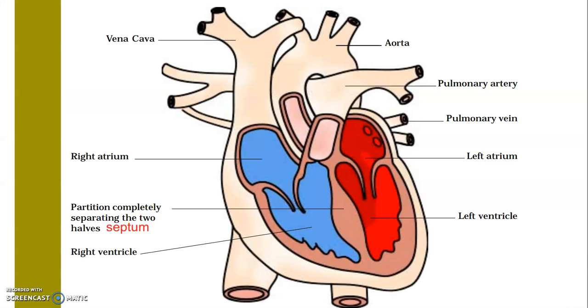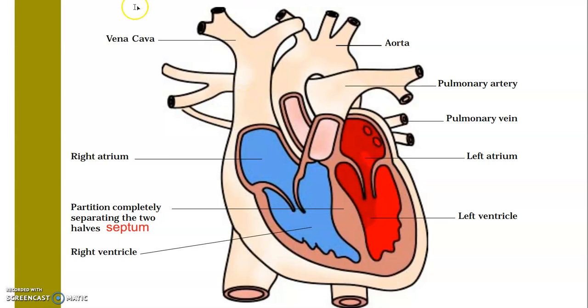Hello everyone. We know that in our circulatory system, we have blood vessels and the heart. We have already discussed blood vessels. Now let's talk about the heart. Let me first show you this diagram. So this is our heart, right?